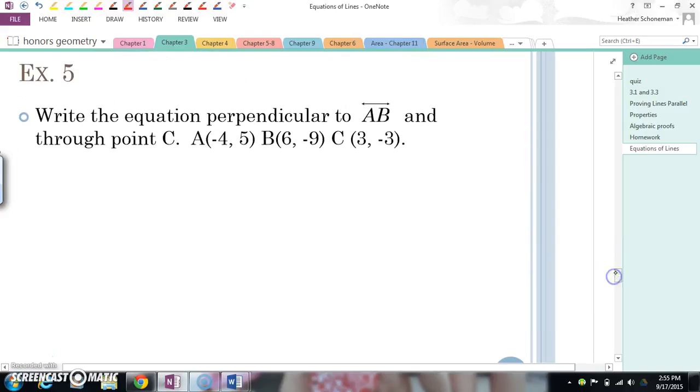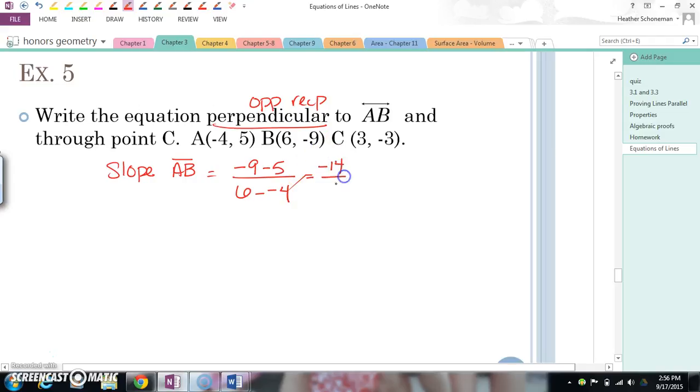All right, let's take a look at example 5. Example 5 wants it perpendicular, so we know we're going to have opposite reciprocals, but it wants it perpendicular to line AB. So when we find our slope, we have to find the slope of AB. Okay, so the slope of AB is -9 minus 5 over 6 minus -4. So that gives us -14 over, plus positive would be 10, so we get -7/5 for our slope.